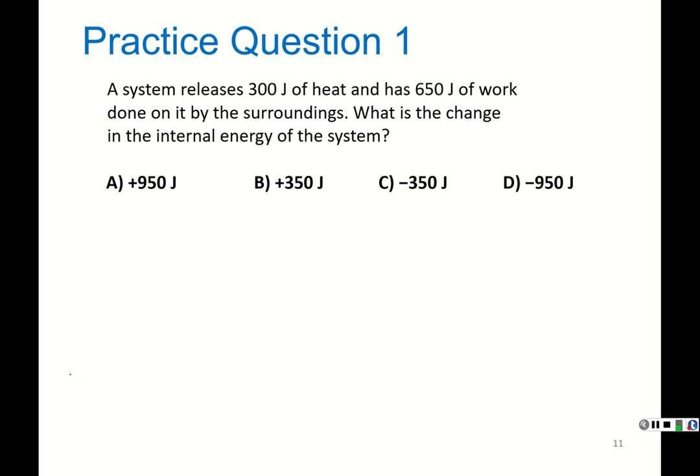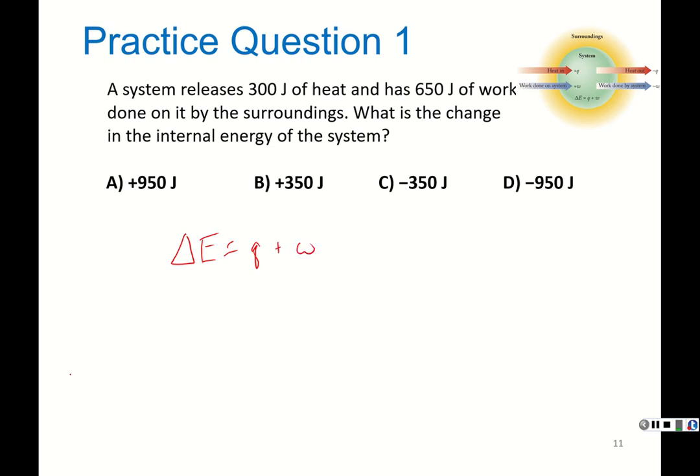So a system releases 300 joules of heat and has 650 joules of work done on it by the surroundings. What is the change in the internal energy of the system? Okay, and remember, we have this little diagram here. The equation delta E equals Q plus W. Okay, so that's what we're going to solve this with. And that's the change in energy of the system. Right, so Q plus W.